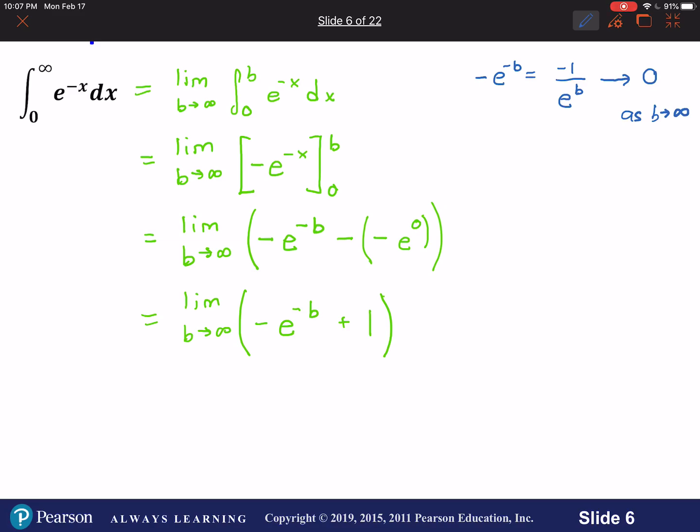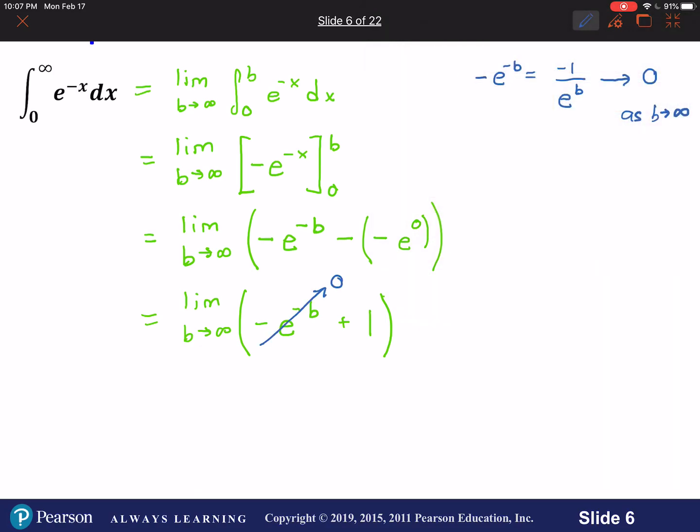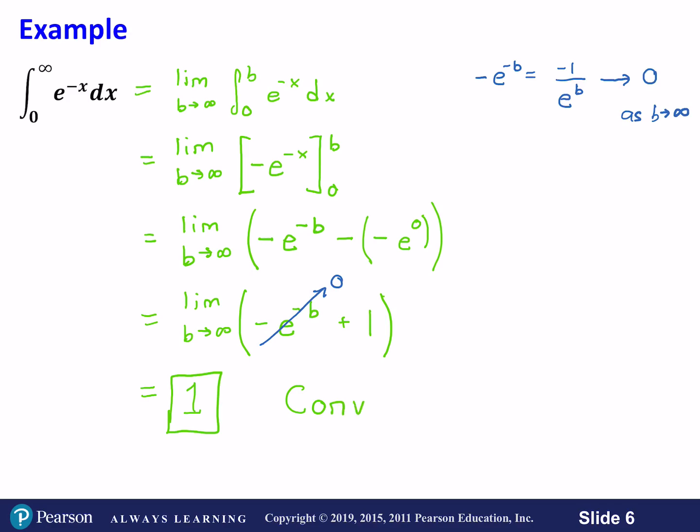Okay? And so, if that whole thing approaches 0, let's write it like this. That whole thing approaches 0. And so, we get, as an answer, 1. And so this integral, therefore, is convergent, because we got a finite value. And so this curve, e to the negative x, also has a finite amount of area underneath it from 0 to infinity. So that's another neat little result.